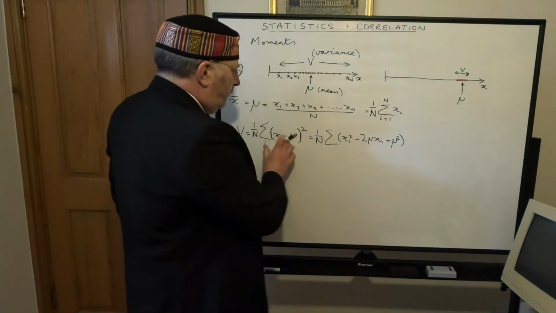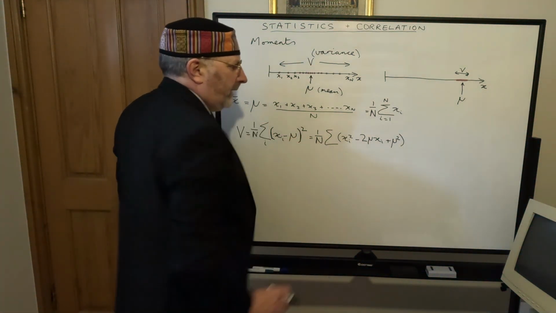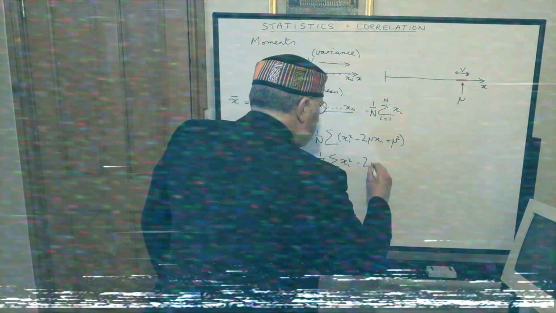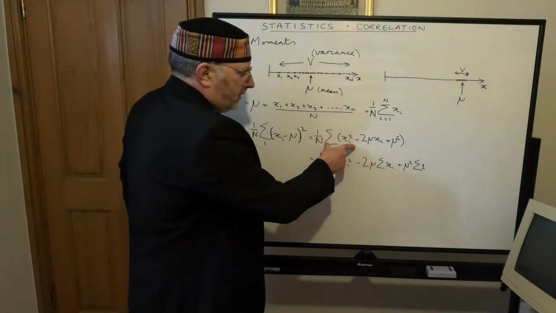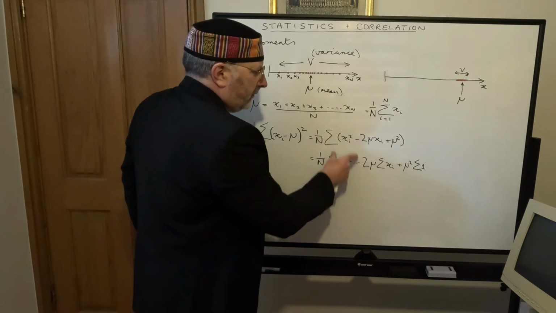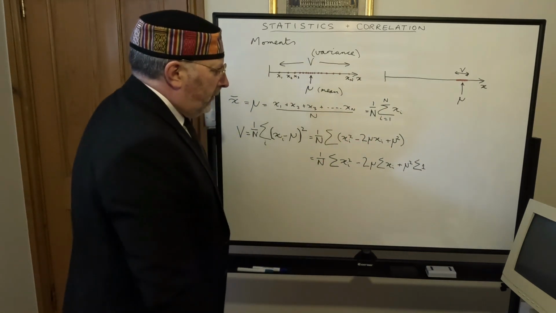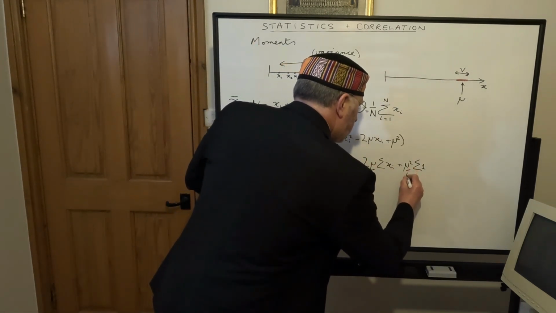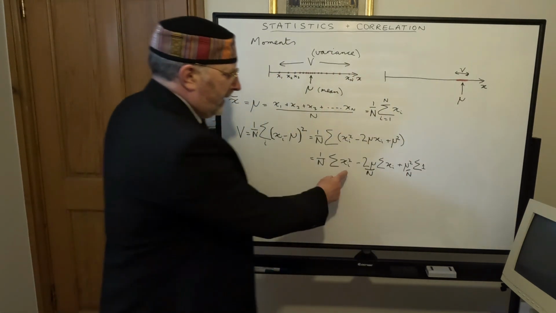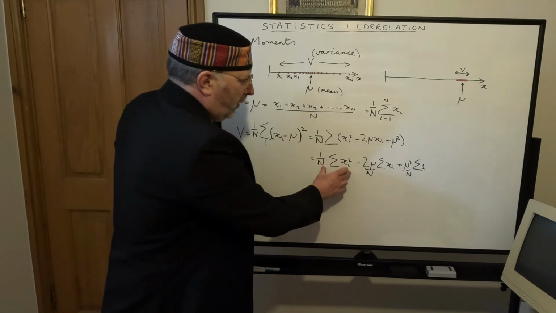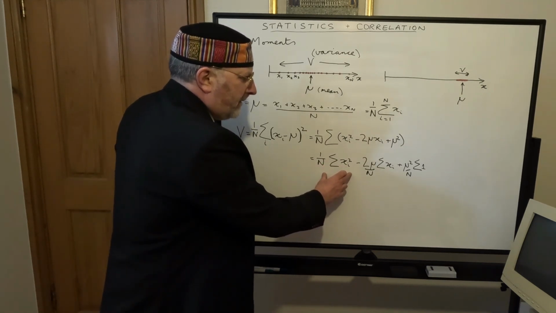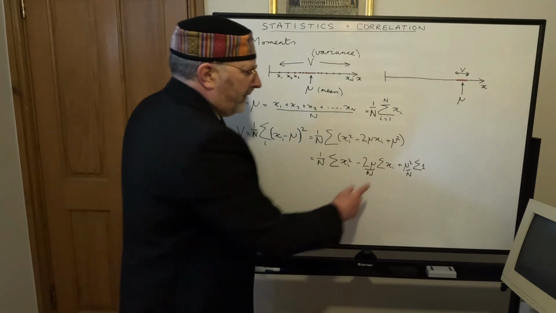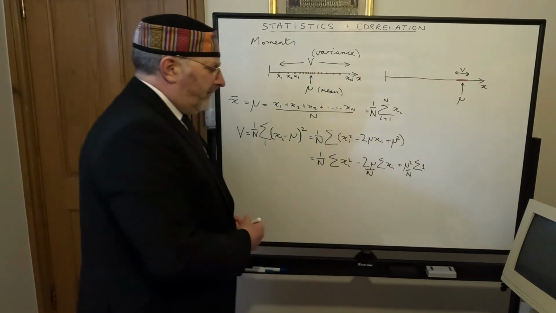Okay, so that's the normal rules of multiplying out a bracket. We'll get that. And then we can take each sum separately. So I've just taken each term there and taken it out, summing up each one individually. I should have put divide by n in front of all of them. So this is 1 over n, the sum of the xi squared. This is minus 2 mu over n times sigma xi. And then this is plus mu squared over n times the sum of 1.